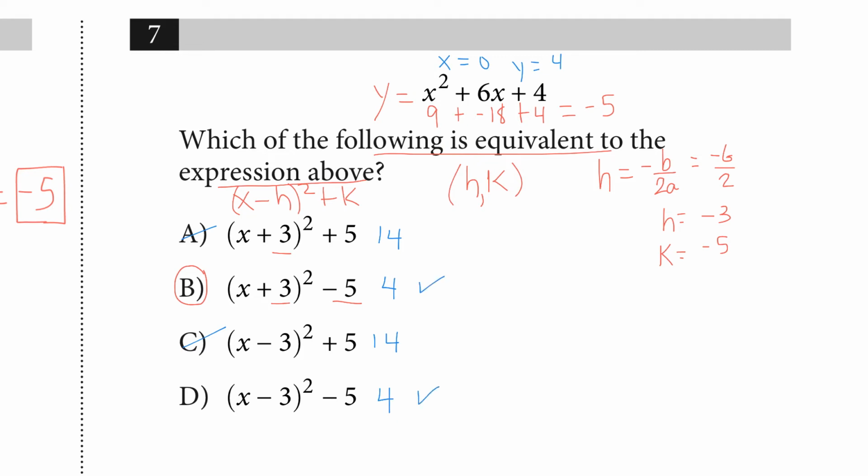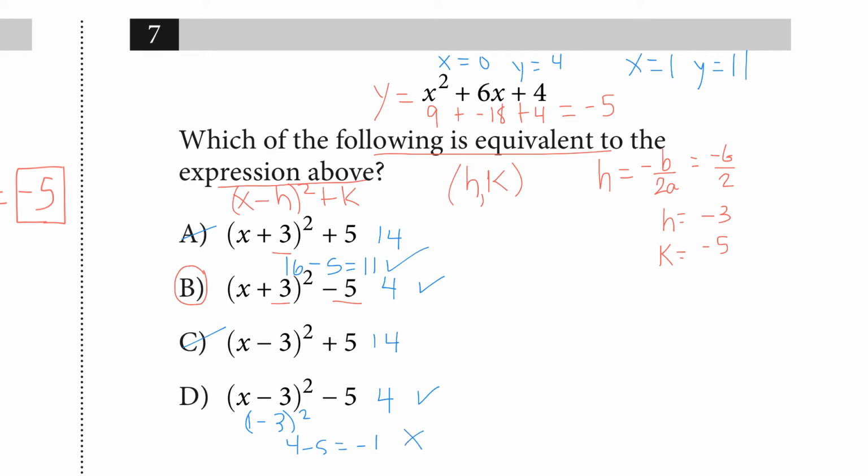Well, what if x is 1? If x is 1, you're going to have 1 plus 6 plus 4. Then y should be 11. So then you come back and you say, well, if x is 1, you're going to have 4 squared is 16. 16 minus 5 gives you 11. So that one checks out. And over here, if x is 1, you're going to have 1 minus 3 squared. That'd be 4 minus 5, which is a negative 1, and that's not the answer.